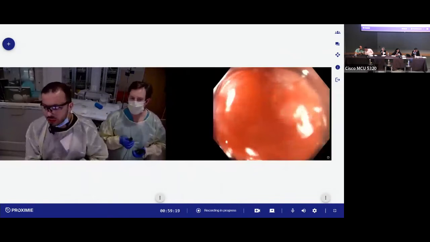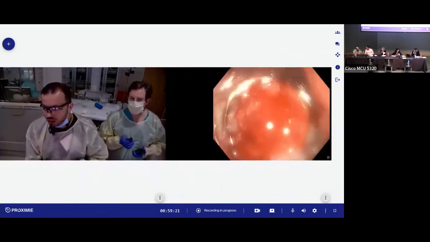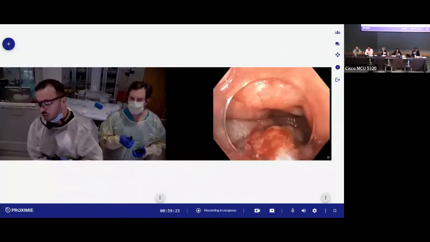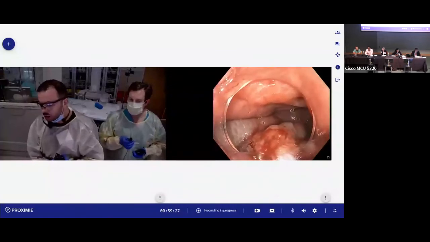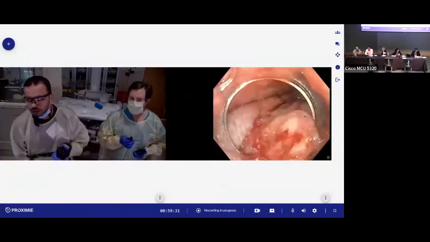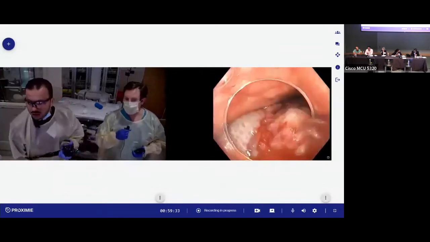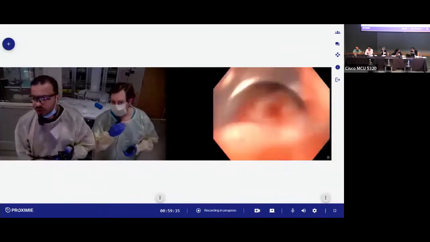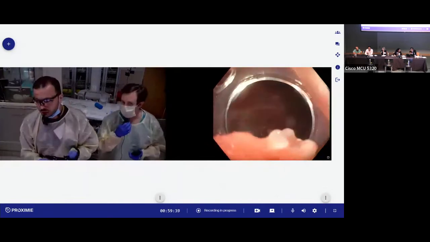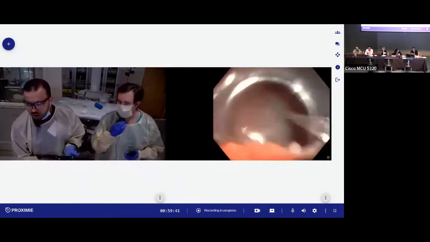Go slowly, please. You good? Good. Excellent. Okay. So we're just going to continue with this. Close more. Cut with me. Good. Okay. For the folks in the audience, maybe you can speak to your decision to use a 10 mm snare rather than using a 20 or a 30 mm snare or a large snare.